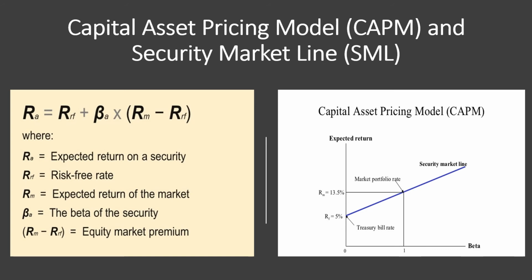The CAPM can be calculated with the CAPM formula as follows, where the expected return of a security equals the risk-free rate plus the beta of the security times the market rate of return minus the risk-free rate.